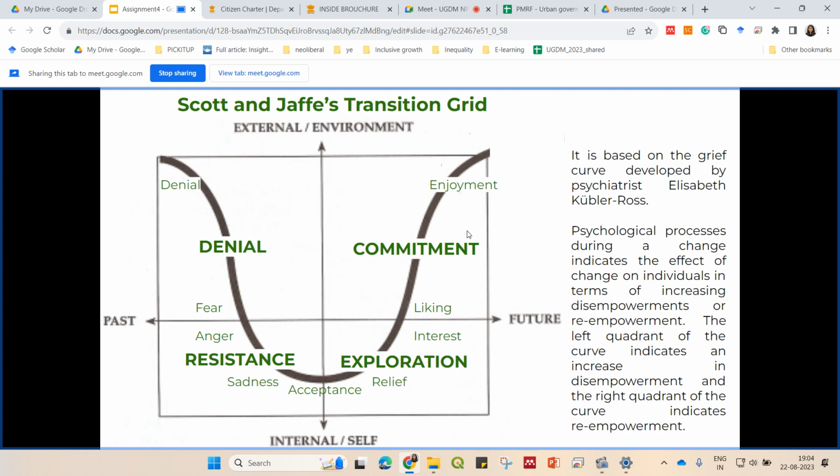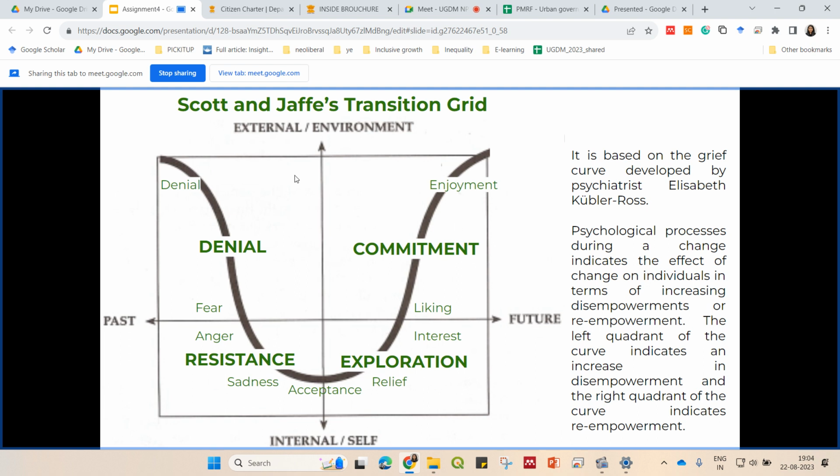So the grid is formed by two axes. The x-axis shows you the timeline of the change, from past to the future. From the past, when the change was not introduced, or from the beginning when the change was introduced, to the present situation when the organization is navigating the change, and then to the future when the organization will reach a point when they have fully gone through the process of change or the reform.